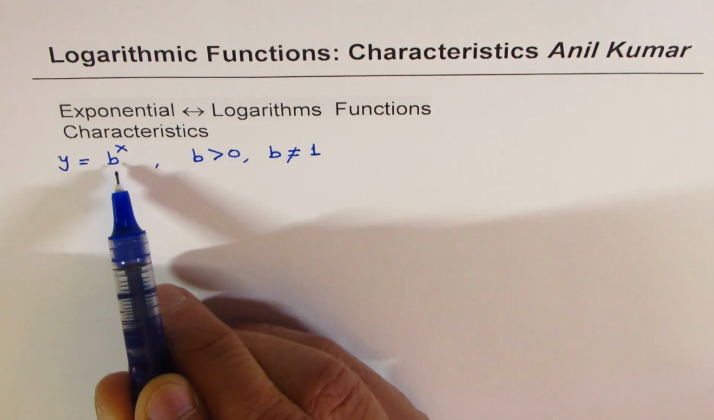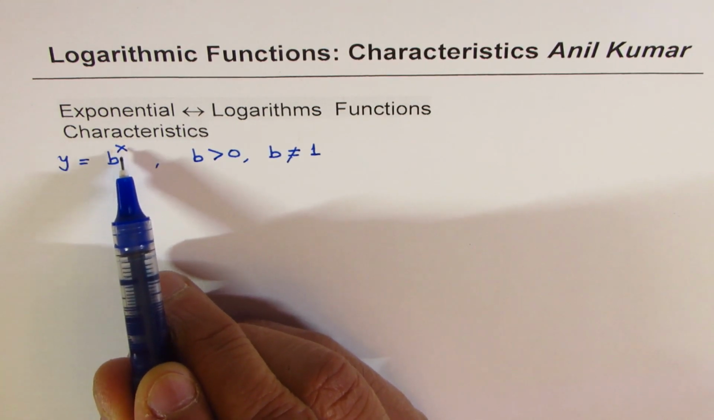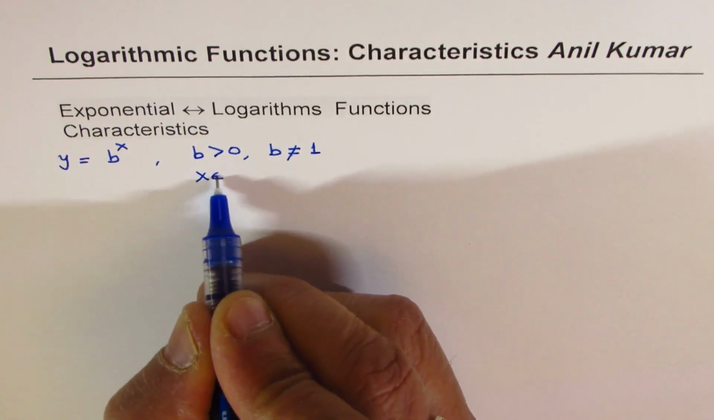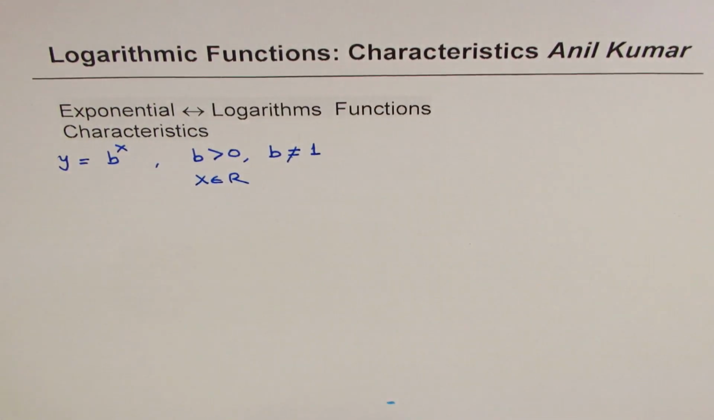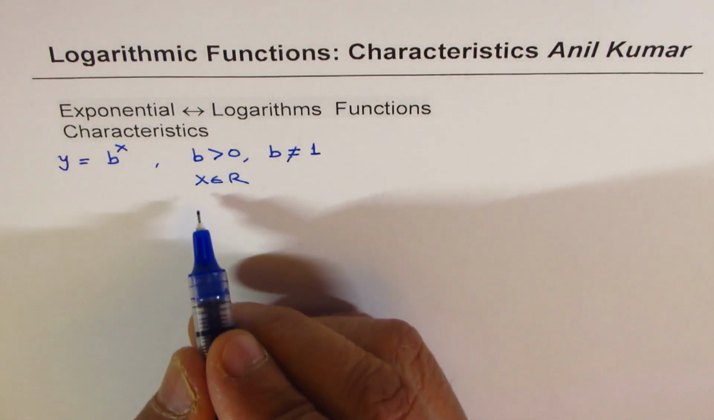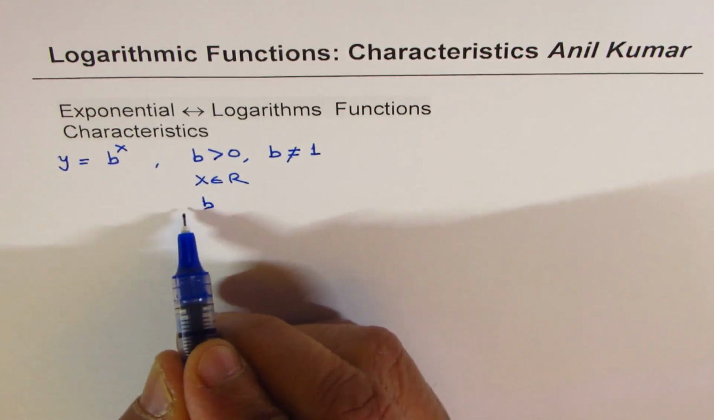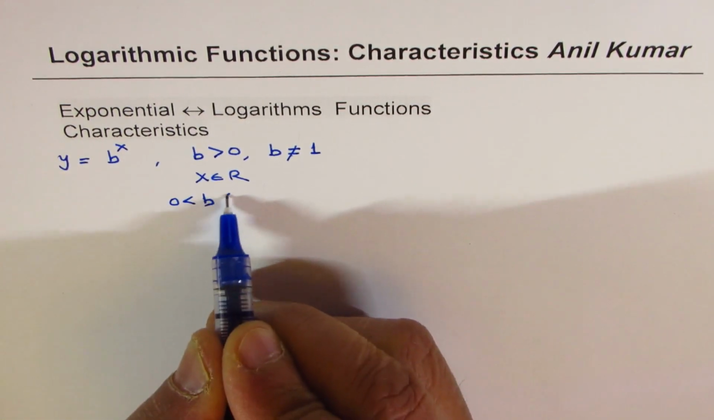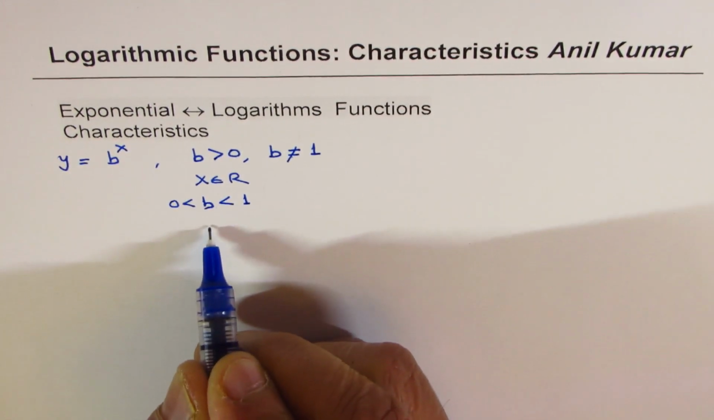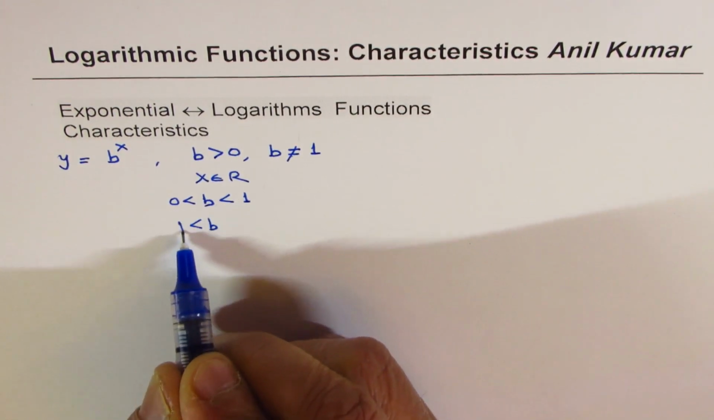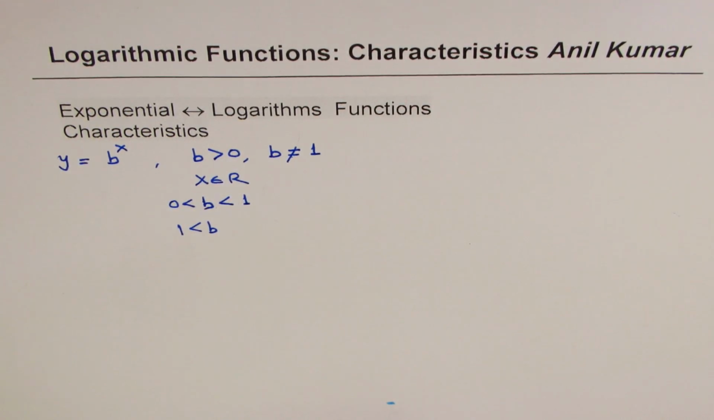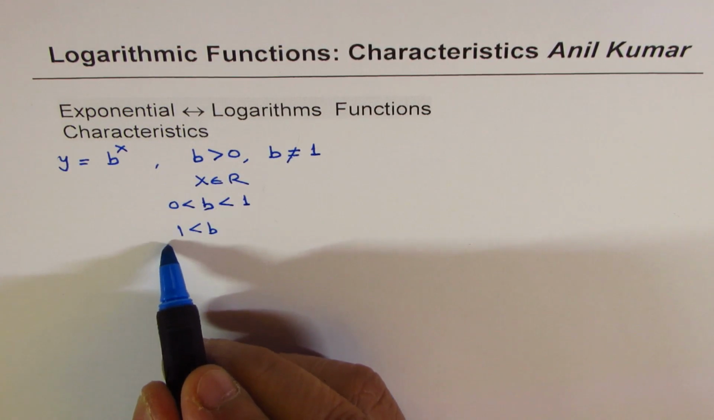So these are restrictions on the base. There are no restrictions on x. x belongs to real numbers. So there are no restrictions on the independent variable x in this particular case. Correct? So we'll always look into two scenarios. One is when b is greater than 0 but less than 1, and the other is when b is greater than 1. Correct? So based on these scenarios, we have two types of graphs when we work on exponential functions.